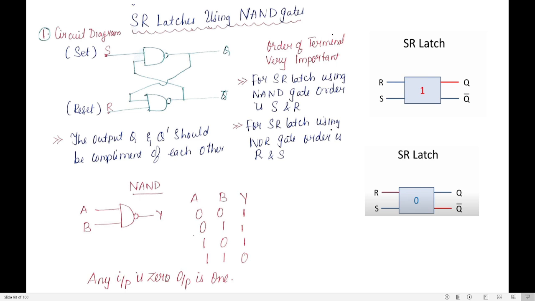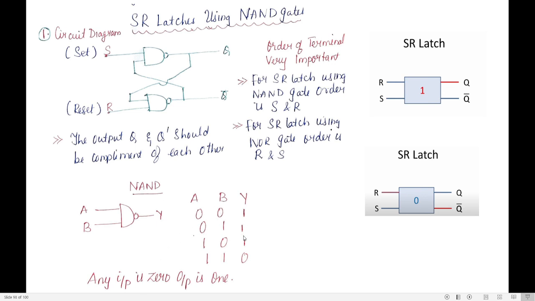The one line syntax for it is: when any of the inputs is 0, output is 1. B is 0 here, output is 1. A is 0 here, output is 1. B is 0 here, output is 1. It means if any one of the inputs is 0, output is 1. That is the single line syntax of NAND. You should remember that: when any one of the inputs is 0, output is 1.